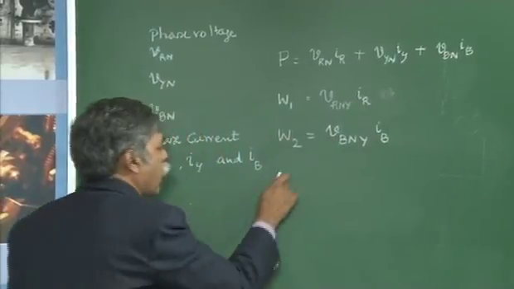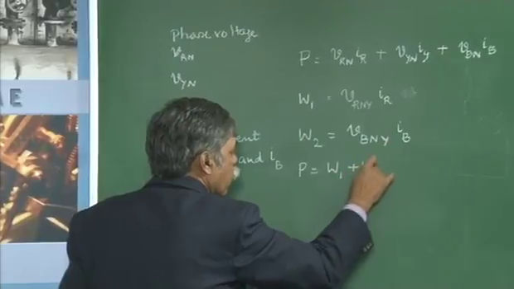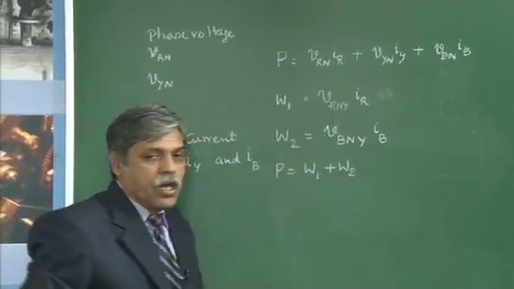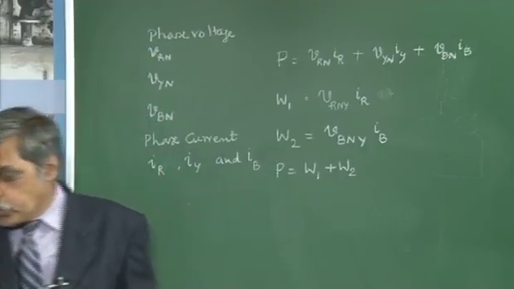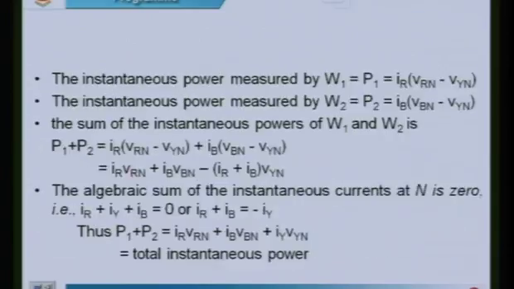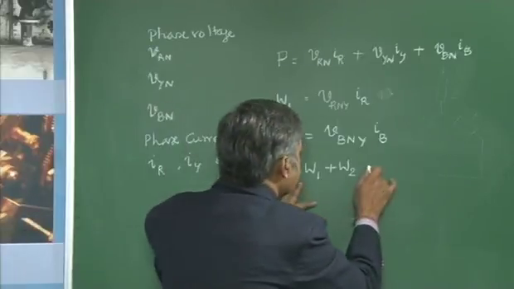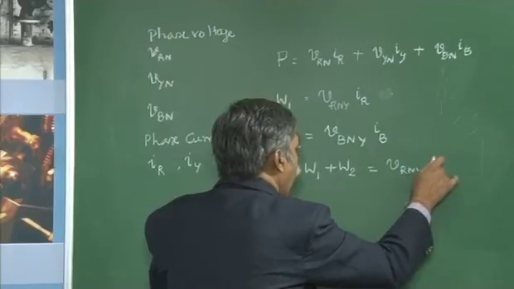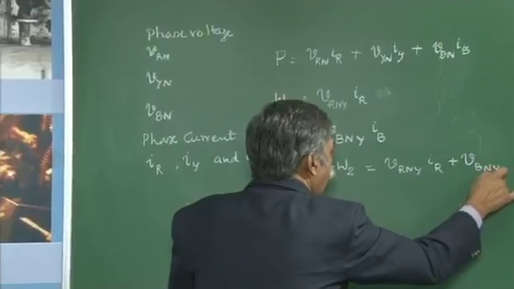So what should be the total power? P should be equal to W1 plus W2. If these 2 equations are correct, then I can say the total power in a 3-phase 3-wire system can be measured using 2 wattmeters. Now I take P equal to W1 plus W2, where I write this equation as VRY IR plus VBY IB.